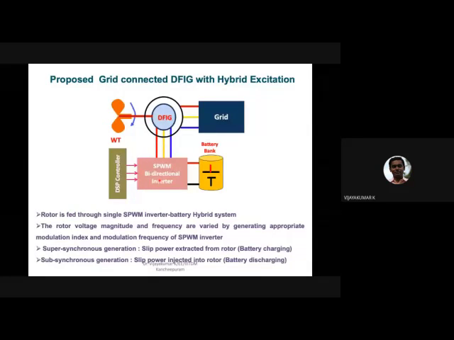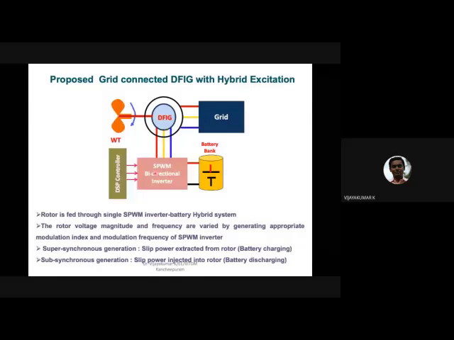So by having this simple analogy of bidirectional converters, we have proposed a new topology for the DFIG system. Even in the literature, we cannot find single converter fed double fed induction machines. So we are the first authors. We have proposed this kind of power converter topology for double fed induction generators.